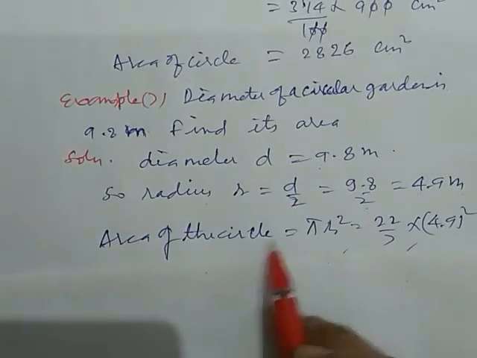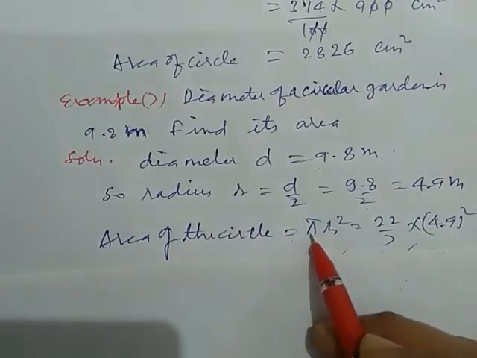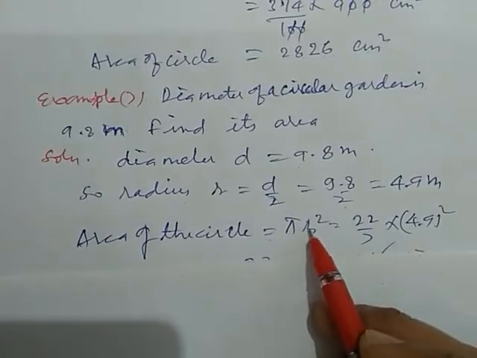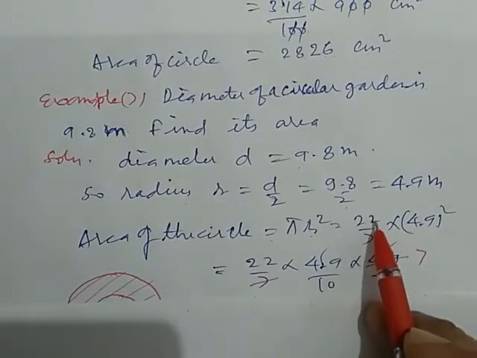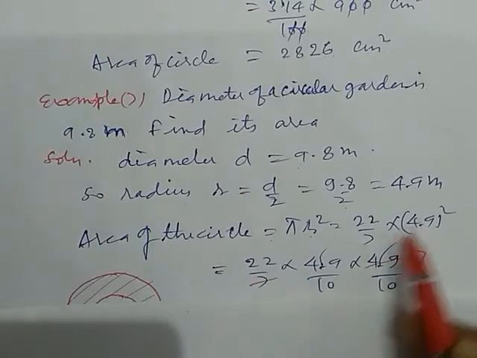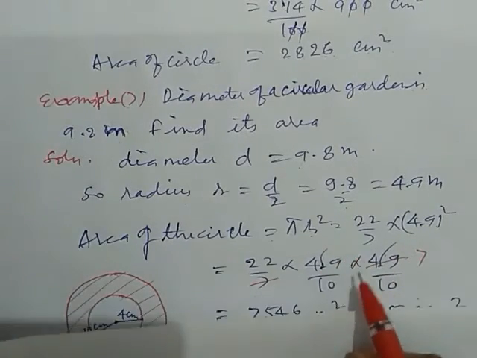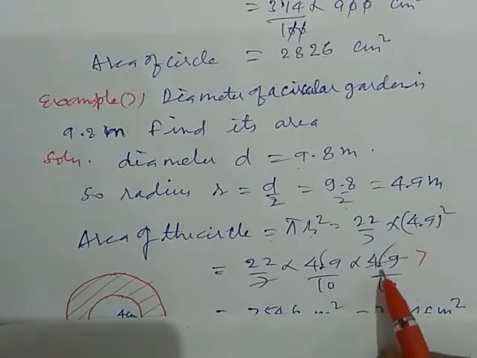So the area of the circular garden is the area of the circle, pi r square. The value of pi is 22 by 7. The value of r is 4.9. So 4.9 square means 4.9 into 4.9. We remove the decimal, so we put 0 here, 1 in 0, because the decimal is after 1 place. So we put 1 0. Here also we remove the decimal, so we provide here 10.